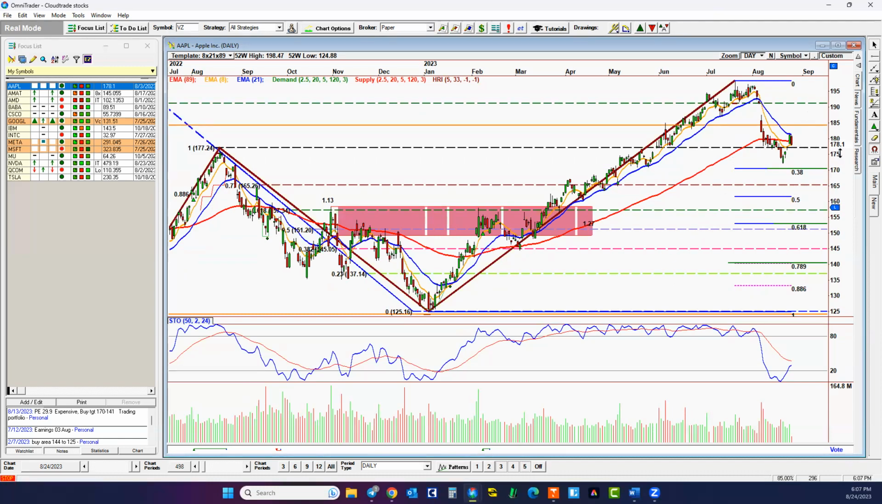If it does move higher, I'm not going to chase it. I don't like chasing expensive stocks. I prefer to just wait for that price to come off and hold on to the cash.